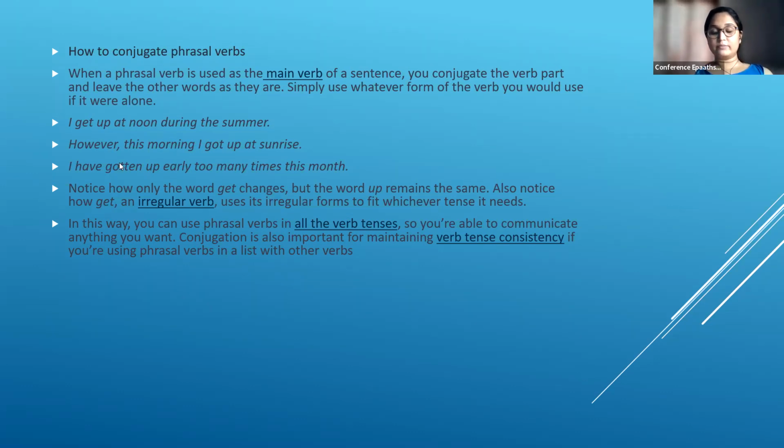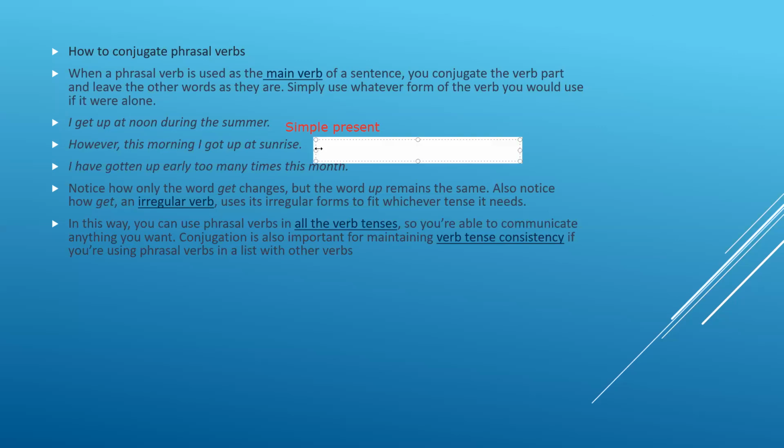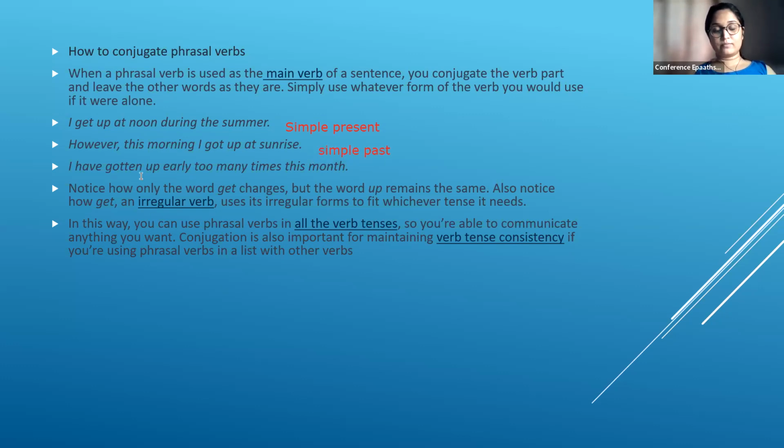Okay. So, I get up. This one is simple present tense. However, I got up this morning. I got up at sunrise. What tense is it? Got up is simple past. Get up is present, but got up is simple past. I have gotten up early too many times this month. So I have gotten up is present perfect tense.